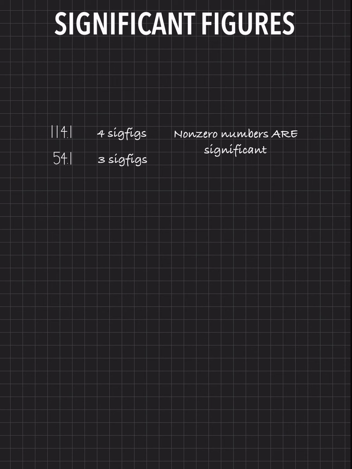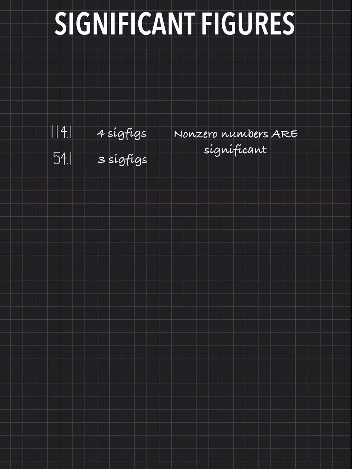For those of you scratching your head thinking, wait, how do you know how many sig figs you have? So non-zero numbers are significant. So any number between 1 and 9, again, a non-zero number is significant. Okay, cool. So that's how I knew that 114.1 is 4 sig figs and 54.1 is 3 sig figs.